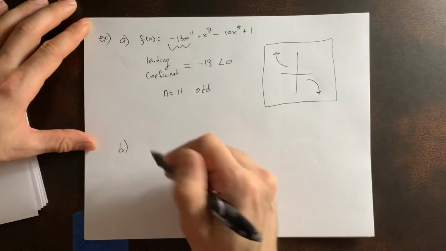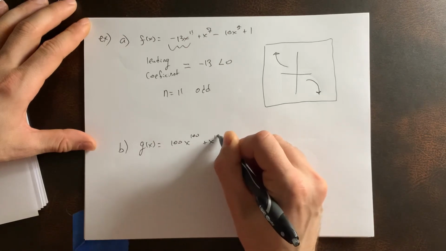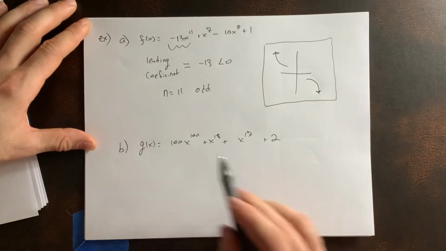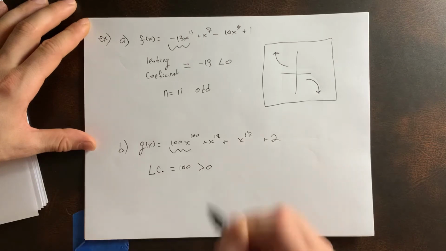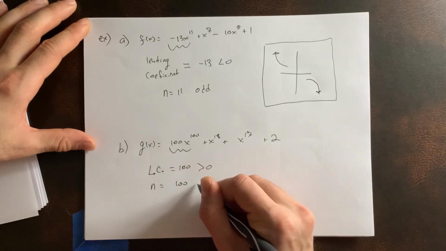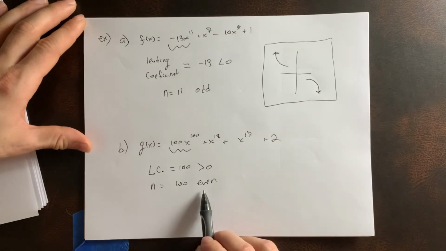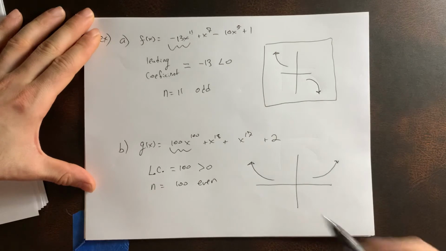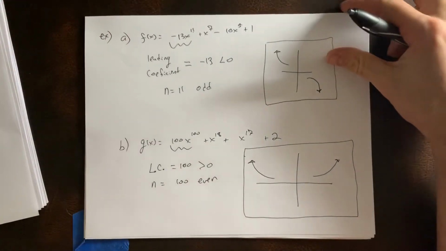Let's do another example. g of x is equal to 100x to the 100, plus x to the 18, plus x to the 17, plus 2. The biggest exponent we see is 100, so here's our leading term. Our leading coefficient equals 100, and that's positive. Our leading power is 100, and that's even. So we have a positive leading coefficient and an even power. On the previous page, the table that has that one means we go up on the right and also up on the left. So this is going to be our end behavior for this graph. Those are just two quick examples for end behavior.